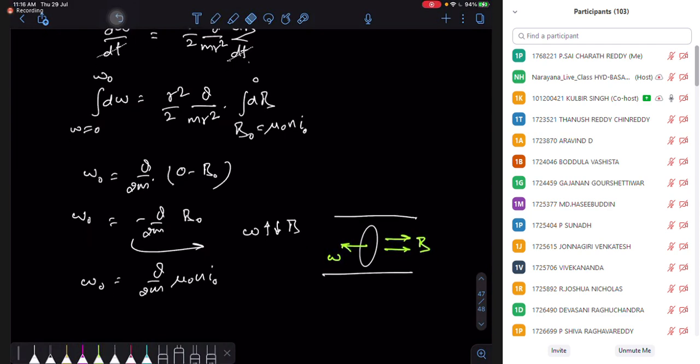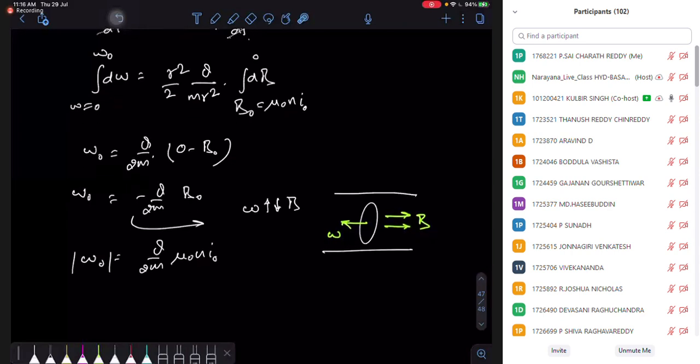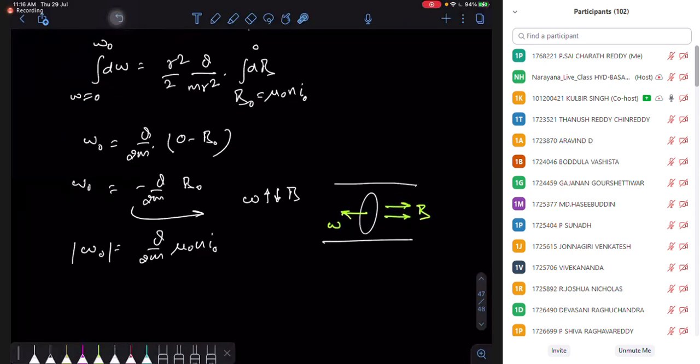Just if we talk about magnitude, the magnitude here is my gyromagnetic ratio and the change in the value of B. So in short, you can say omega change is gyromagnetic ratio into my B change, the magnetic field change. That is the simple direct relation we're going to have.